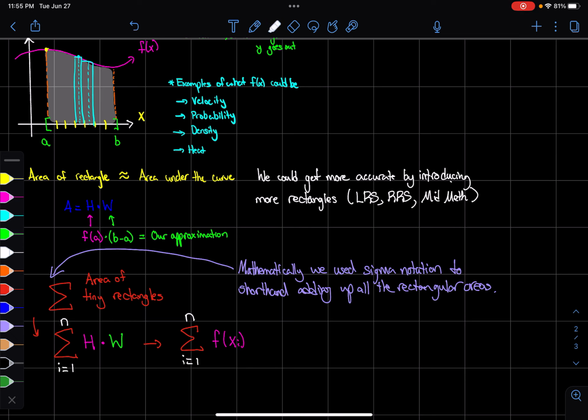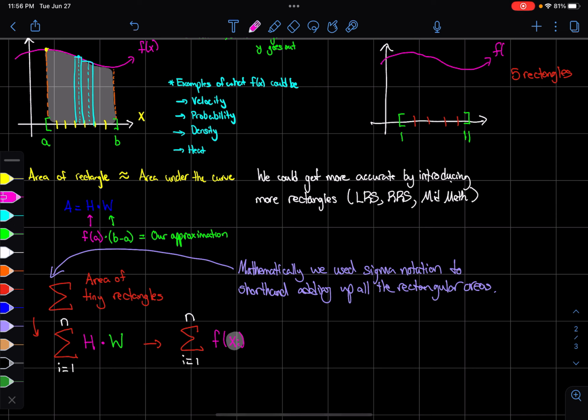And just to elaborate on what this x sub i is, maybe I'll draw it over here. If we were doing a concrete example and we were integrating from, let's say, 1 to 11, so this has a total distance of 10, and I was doing, let's say, 5 rectangles, so let me make that 1, 2, 3, 4, 5 rectangles, okay? Here's my function, right? There's my function, f of x.